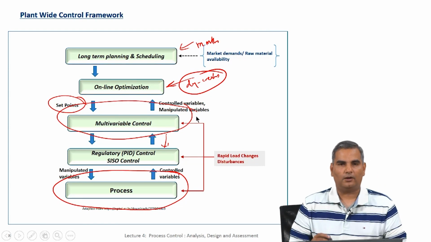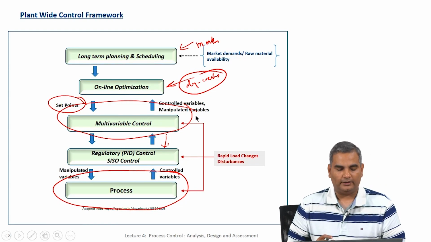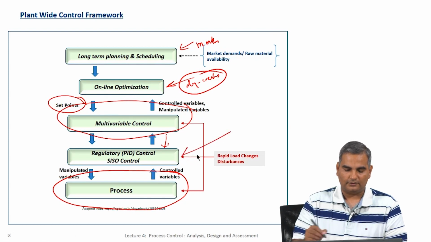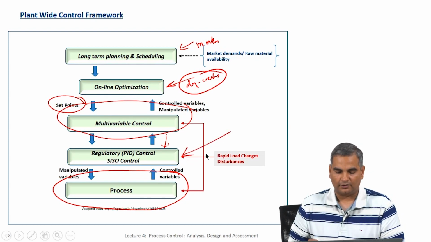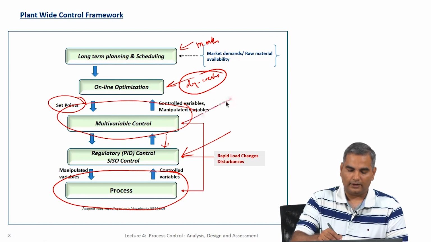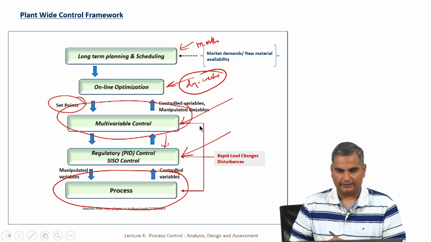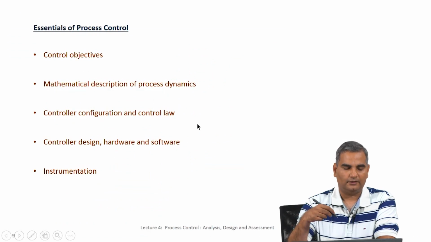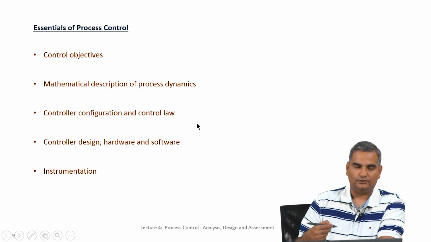So, this is the overall picture of plant wide control, and as I said before, we are going to first focus on this. Here we are going to look at the notion of PID control, different control structures and so on. Then we are going to look at multivariable control itself, and then the third aspect is going to be controller performance assessment.